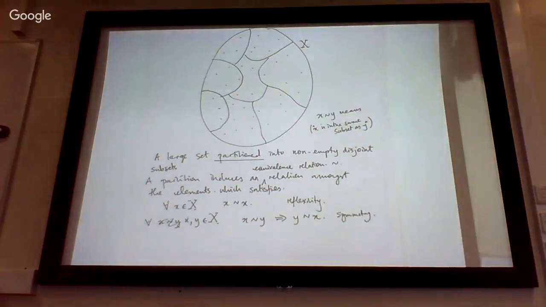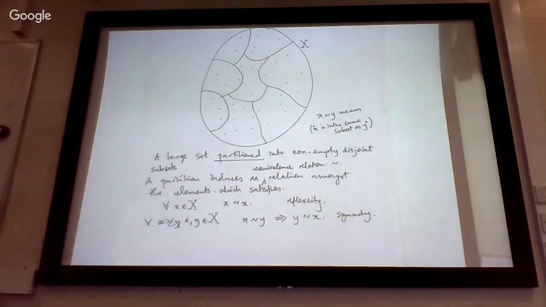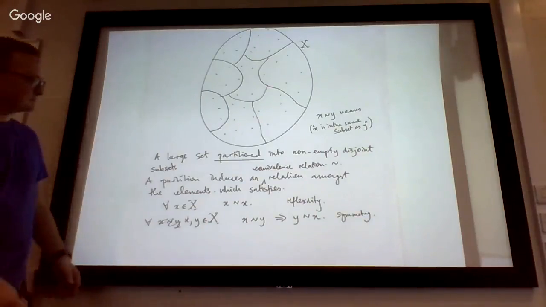But the relation is symmetric. If x is related to y, then y is related to x. Now, other relations you know about, for instance, greater than, one number being greater than another, that's clearly not symmetric. If x is greater than y, y is not greater than x. So not all relations are symmetric.